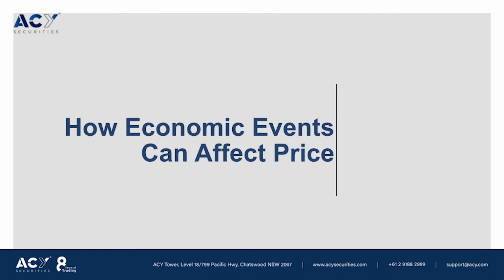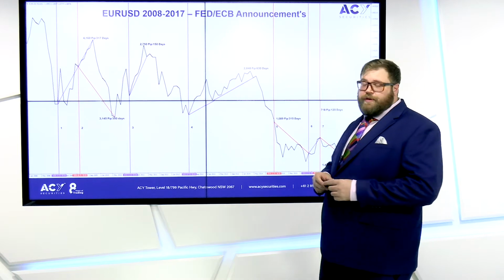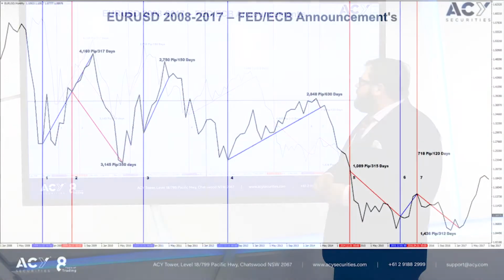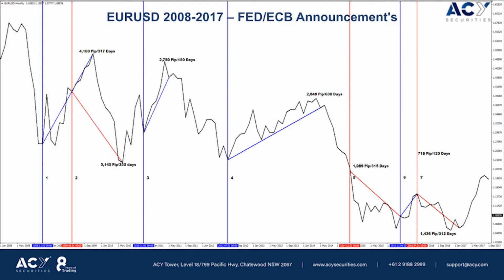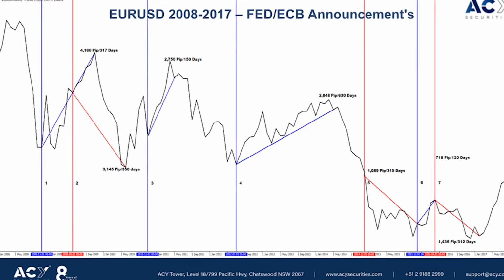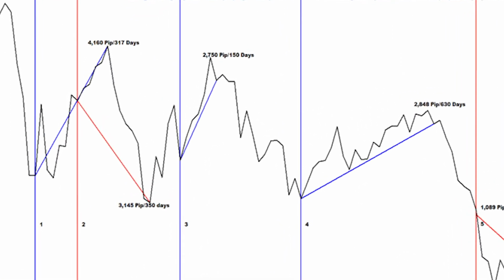Now, how economic events affect price. This is a chart that I've got up here of the euro dollar between 2008 and 2017. I have marked out all the different areas where the Fed or the ECB made an announcement about either interest rates or quantitative easing. The blue lines on this chart indicate everywhere that the Federal Reserve Bank decided to either cut an interest rate or add to a certain level of asset purchase programs, also known as quantitative easing. All the red lines indicate a place where the ECB has done the same thing.